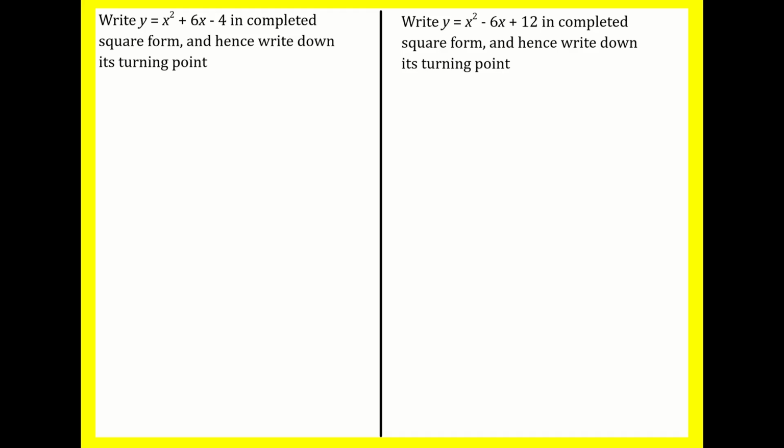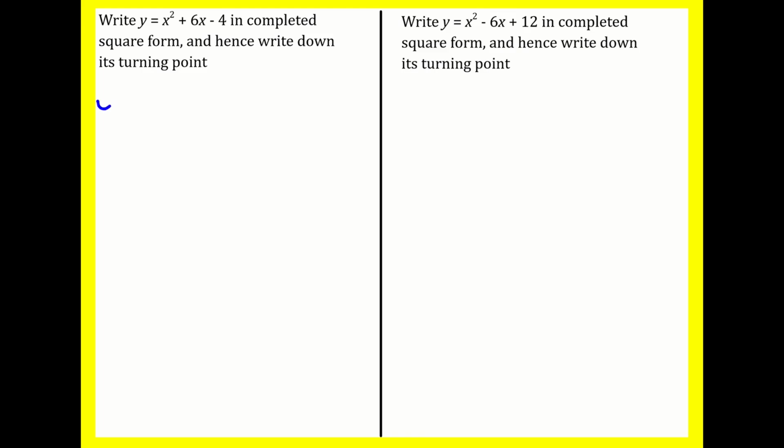Right, I'm going to give you a full example now. Write y equals x squared plus 6x minus 4 in completed square form, and hence write down its turning point. This is actually a sort of question you would see in GCSE. In fact, it's doing exactly what we did before. We just need to be a bit careful with that -4, but I'm going to talk you through it.